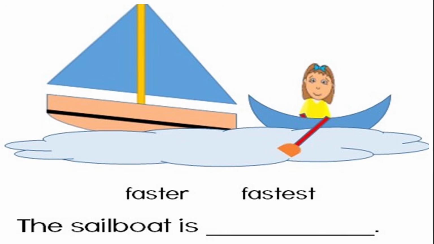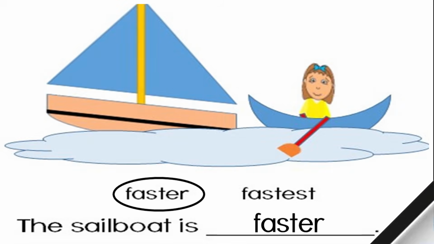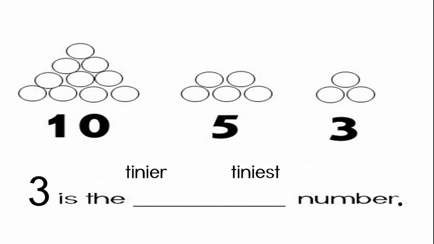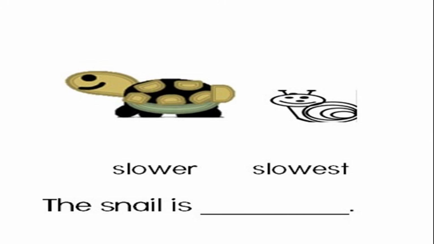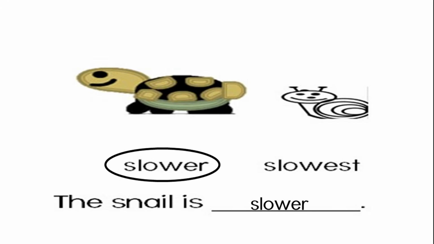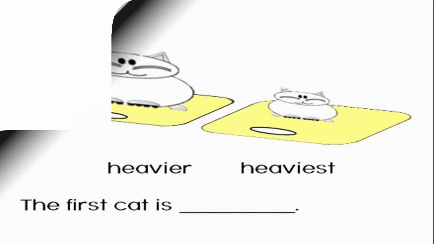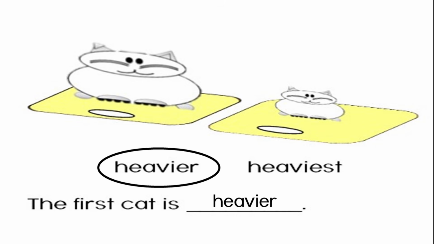Faster or fastest. The sailboat is faster. Tinier or tiniest. 3 is the tiniest number. Slower or slowest. The snail is slower. Heavier or heaviest. The first cat is heavier.